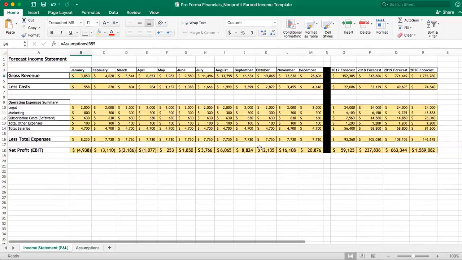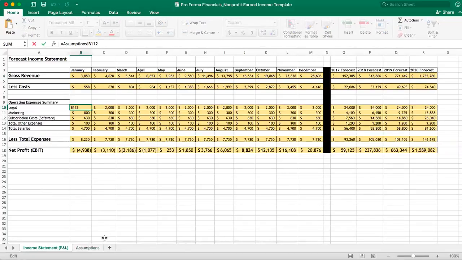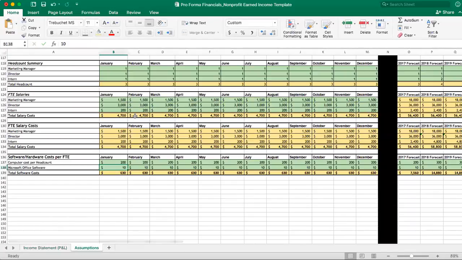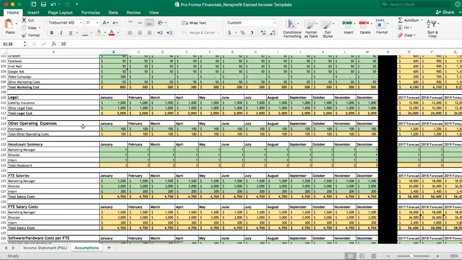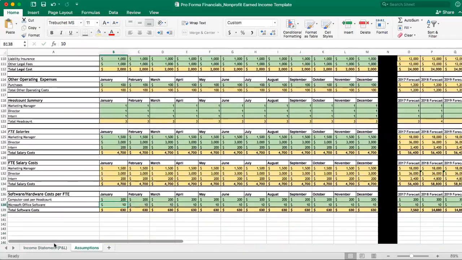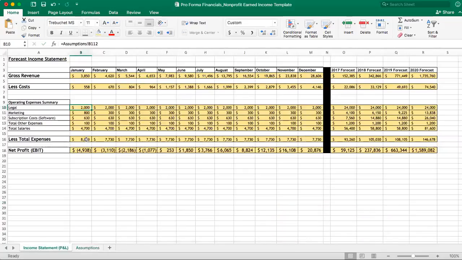So that's it. That's how everything goes together. You'll notice that each of these references the sums on the other page. So legal, marketing, subscription, other expenses, and salaries all reference these totals down here. Salary costs, software costs, operating costs, legal costs, marketing costs. All flows back up into here. Sum them together, and you get your total expenses. Net profit is revenue minus costs minus expenses.